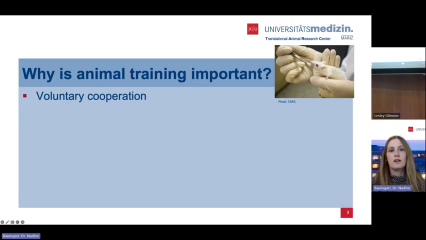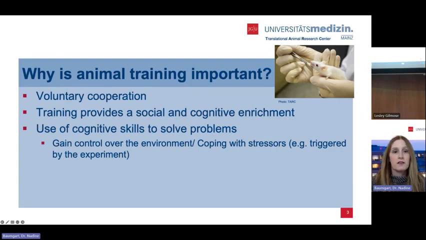So why is training that important? At first, with training, we can get voluntary cooperation with the animal. And it is quite clear that stress is much reduced if the animals are able to voluntarily cooperate and know what is happening, instead of just being forced to do something which they do not understand. And training can provide social and cognitive enrichment. The animals can use their cognitive skills to solve problems, which helps them to gain control over the environment. And this is supposed to help them to cope with stressors, and we are putting some stressors on the animals while doing experiments.